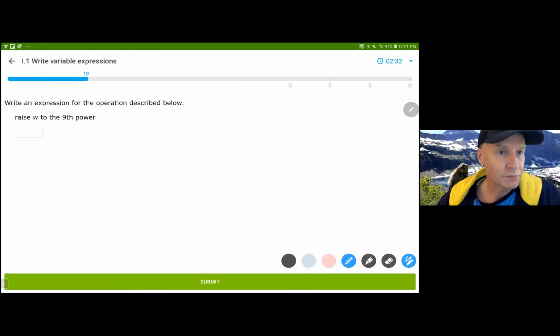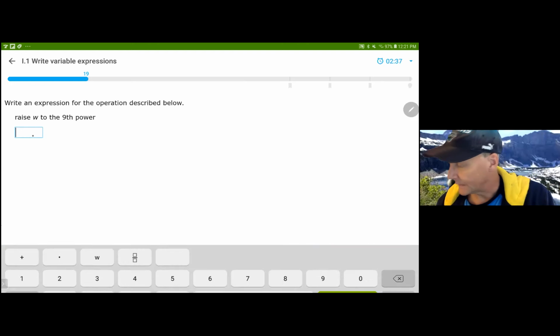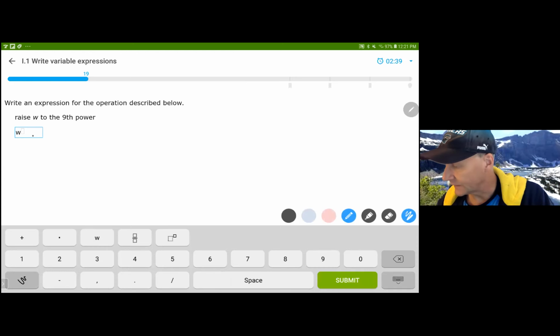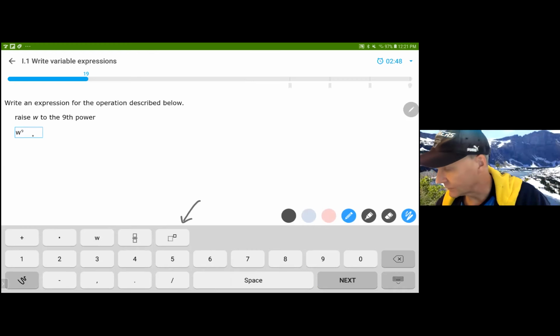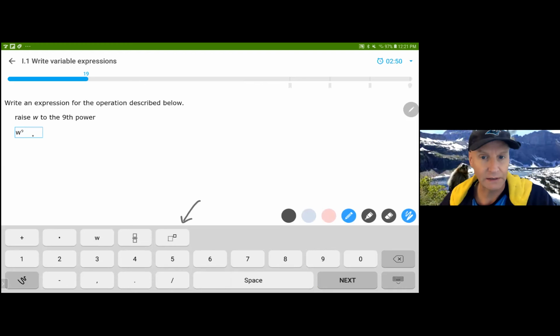Now we've got write an expression for W, raise W to the 9th power. Well, that means that you're going to take W and raise it to a power. They give you this little raise to the power button, and I'm going to raise it to the 9th power, which means multiplying W times itself 9 times.